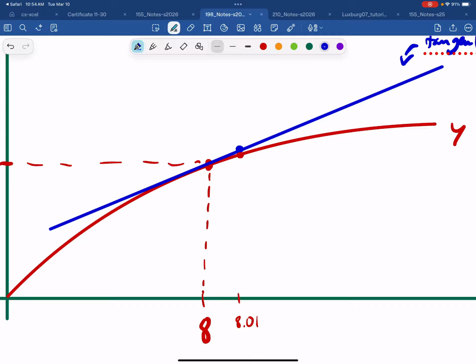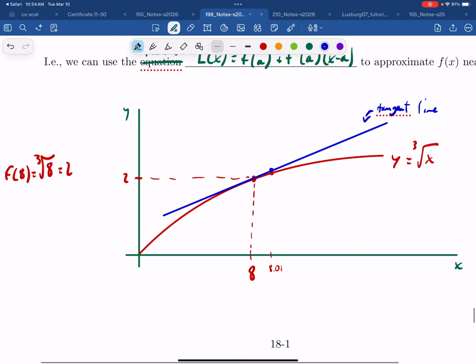And that is a nice number. That is easily findable because we're finding a point on a line. Lines are easy, curves are hard. So we're going to find the equation of the tangent line, plug in 8.01 to the tangent line, and use that as an approximation instead of plugging 8.01 into the function. Okay.